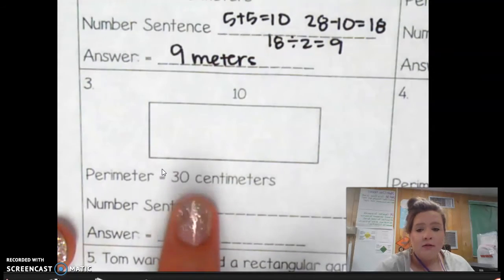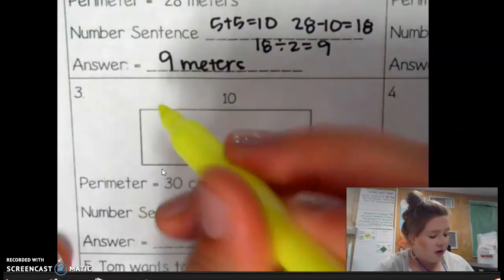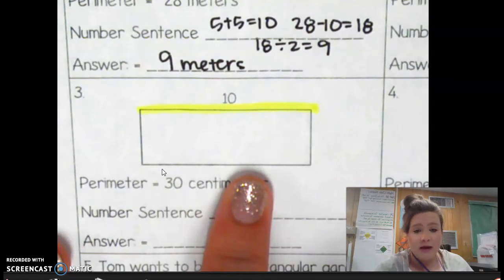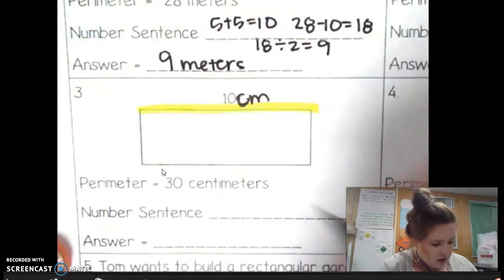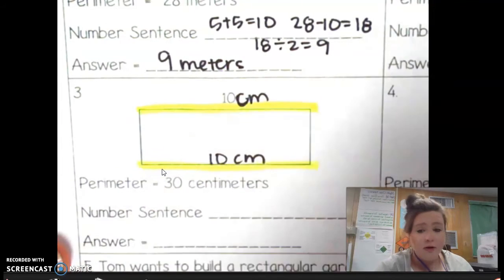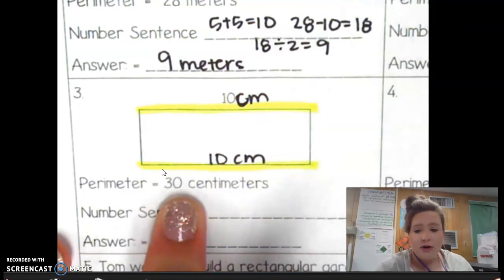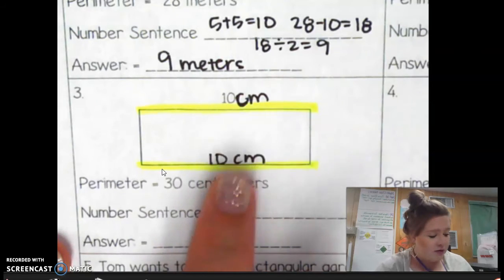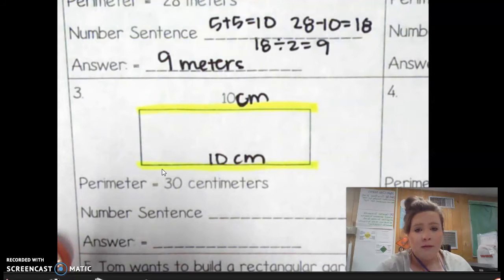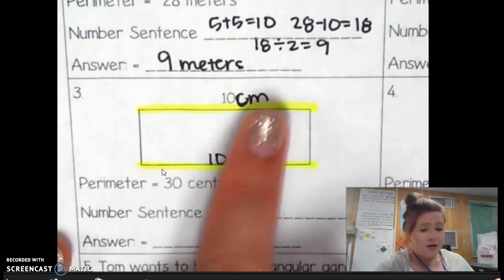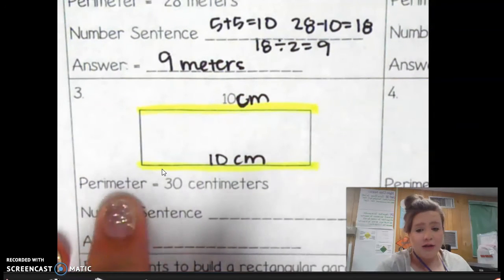All right, let's do one more. My whole perimeter is 30. Okay, so if I know that this one is 10, and I know that this is a rectangle, how many centimeters is this going to be? Awesome, this is also going to be 10 centimeters. So this process is going to be similar to what we did up here. So I know that my total is 30, and I have 10 centimeters and 10 centimeters. What am I going to do with those two? Good job, I'm going to add them up. 10 plus 10 equals 20. So I already know I have a total of 20 centimeters of my 30 centimeters for the whole perimeter.